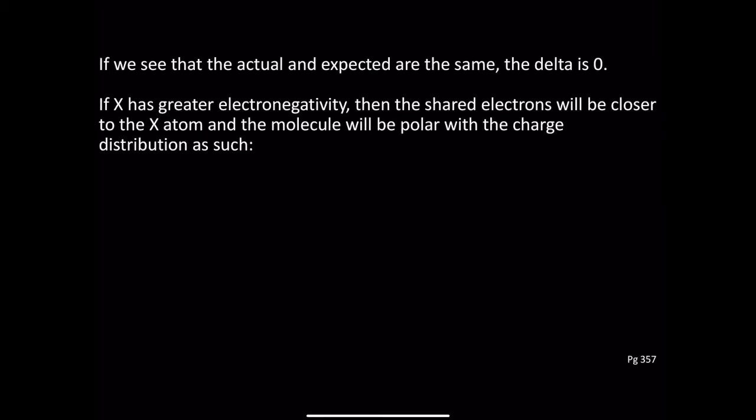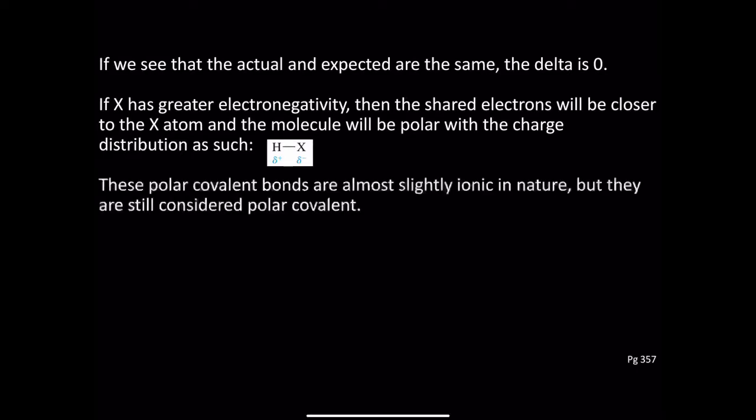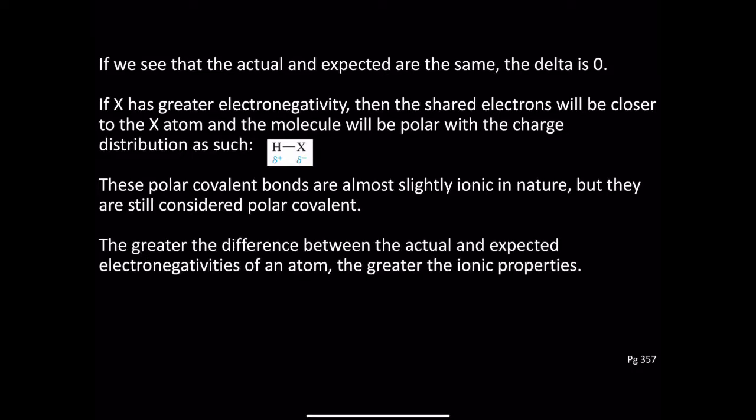But if the X has greater electronegativity, then the shared electrons will be closer to the X atom, and the molecule will be polar with a charge distribution like this. Okay, so the atom that has the electrons more closely to it gets that delta negative, the X there gets the delta negative, and the H gets the delta positive. These polar covalent bonds are slightly ionic in nature, but they are still considered polar covalent. So while the electrons spend a lot more time by X, they're still considered polar covalent, not ionic, because they don't fully take that electron.